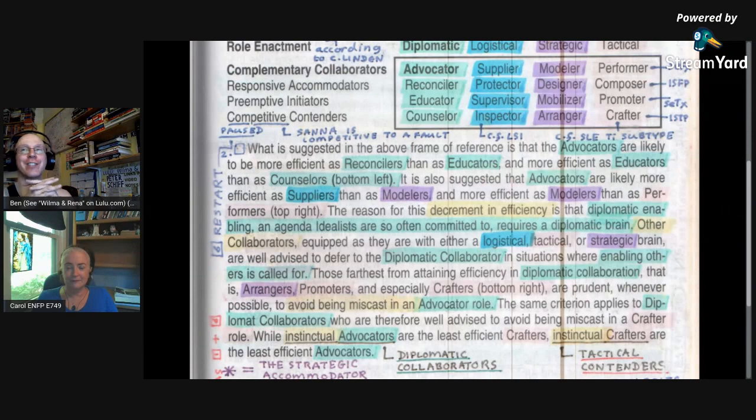right. It is also suggested that advocators, well, what he means is logistical, no, he means diplomatic collaborators, are likely more efficient as suppliers than as modelers. Modeler is the role. This role used to be called inventor. ENTP can be good, or rather, most inventors are ENTP, not all inventors. Right.